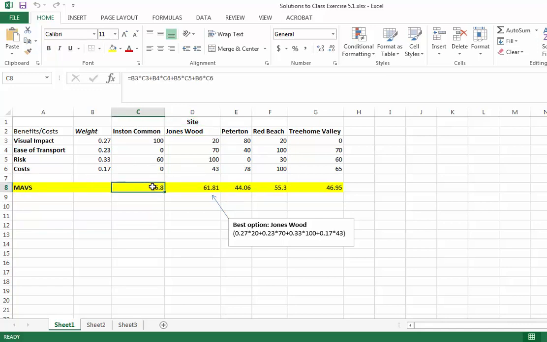So if I calculate this one for Inston Common, you can see my formula here. What I've done is the weight times the preference score plus this weight times this plus this times this plus this times this gives us 46.8. Here for Jones-Wood, you can see I've done exactly the same, and for all the sites. The Jones-Wood one I've expanded out here, and in fact it is the best option because it has the highest multi-attribute value score of 61.81, and no other one is very close to that. So that's the highest one here, and that's the one we would go with. I hope that all makes sense.